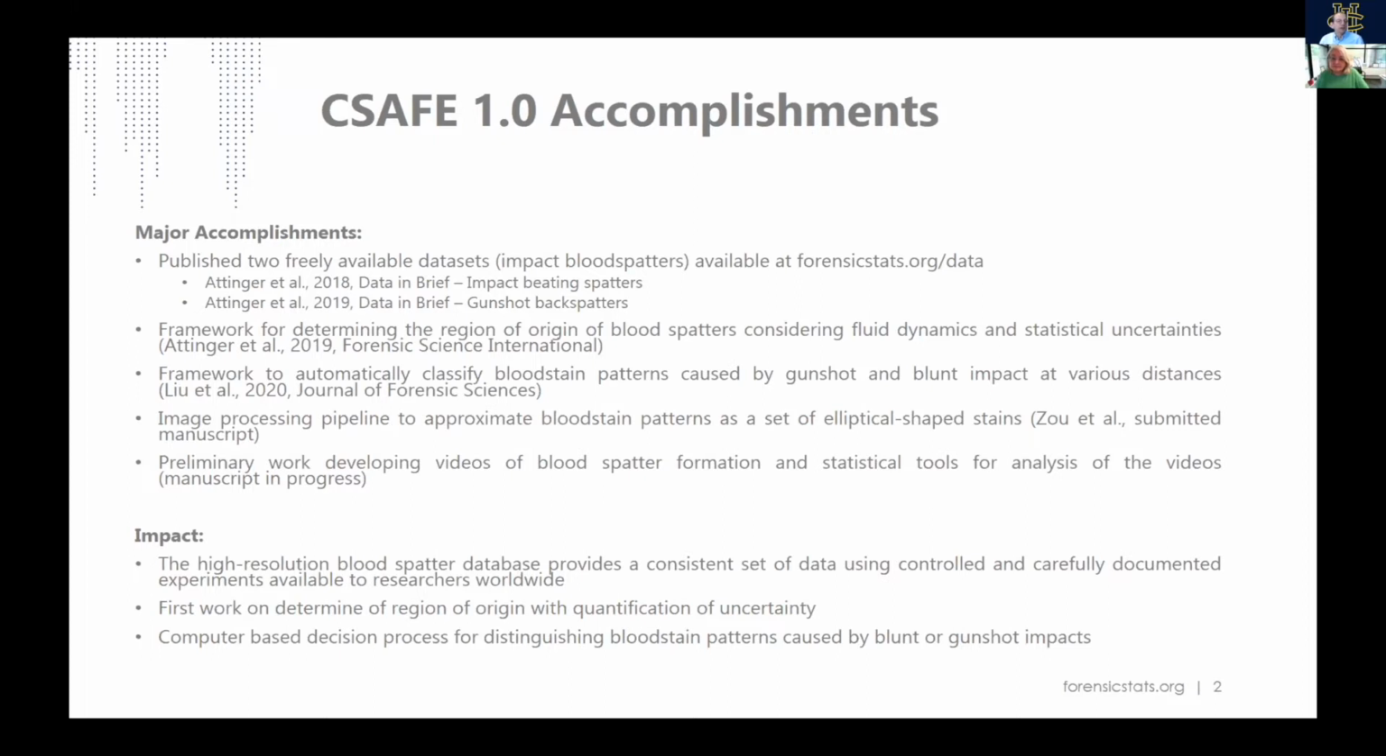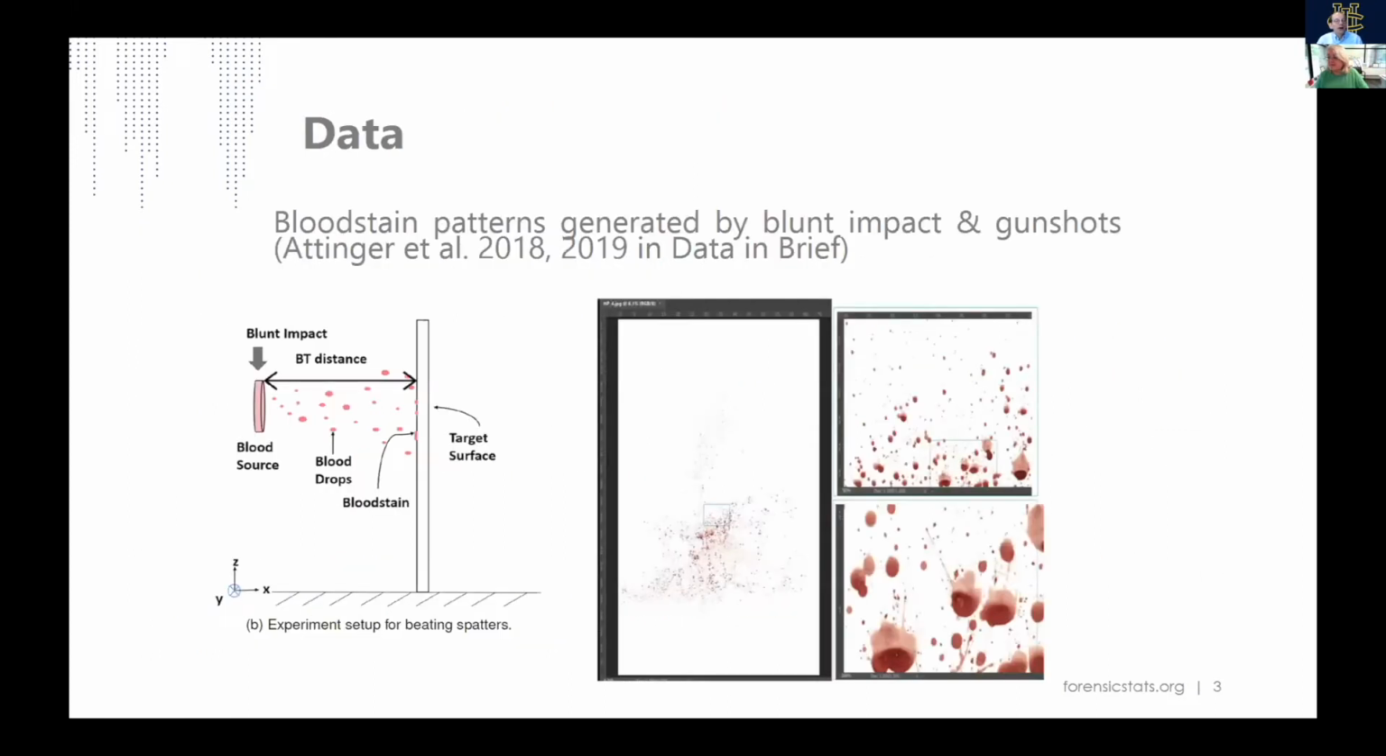So let me say a teeny bit more on the data. This is from the, sorry, not the gunshot, the impact beating data set. There's a brief sketch of the experimental setup. And then on the right-hand side, you see a bloodstain pattern, the tall image, and then increasingly close-ups of what those images look like.